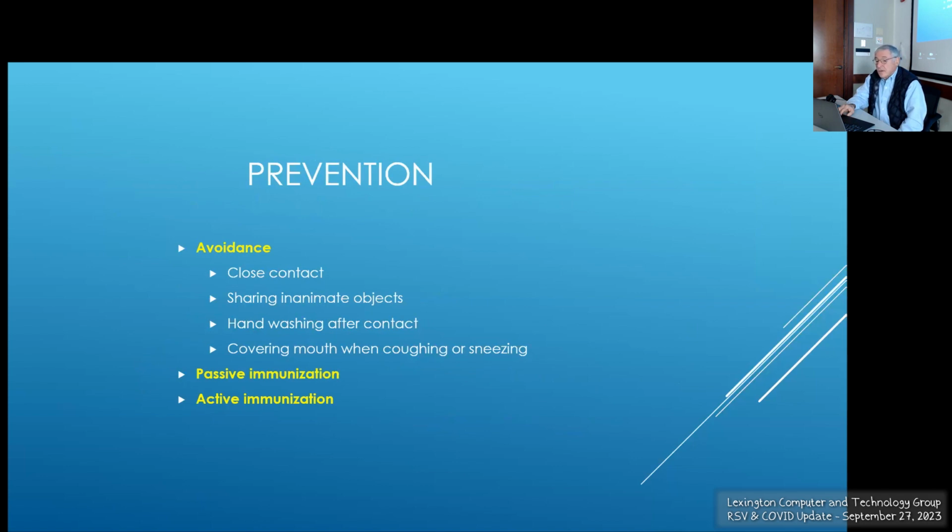So the prevention is a common sense part. If they have RSV, you stay away from them. You could wear a mask, I suppose. Don't share intimate objects, because if it gets on your hands and it gets in your nose and mouth. Hand washing after contact, and cover their mouth or your mouth when you're coughing and sneezing, should you have it. And then the more scientific parts are passive immunization and active immunization.